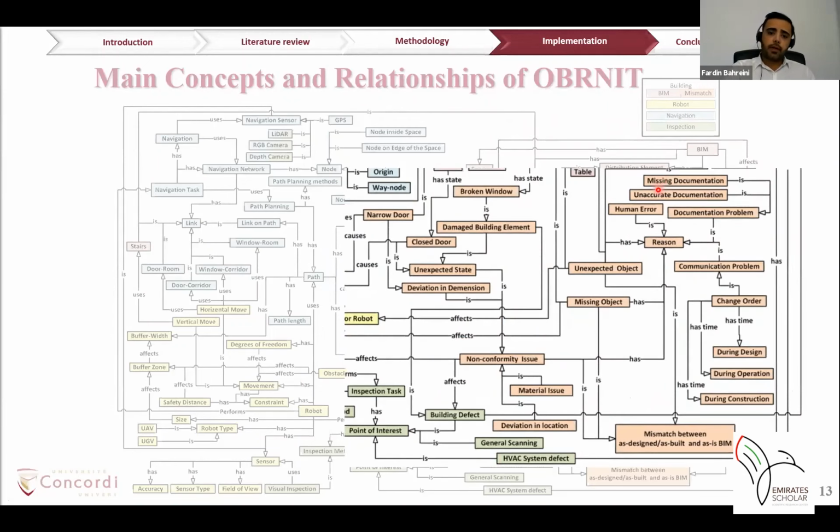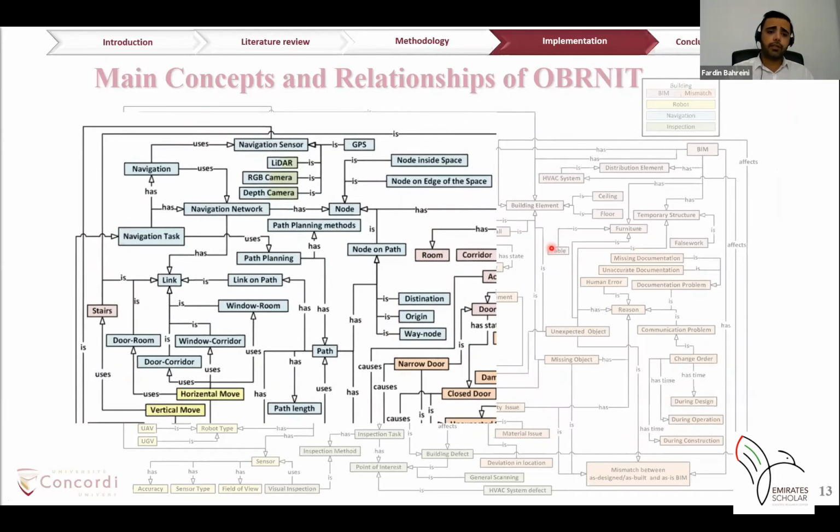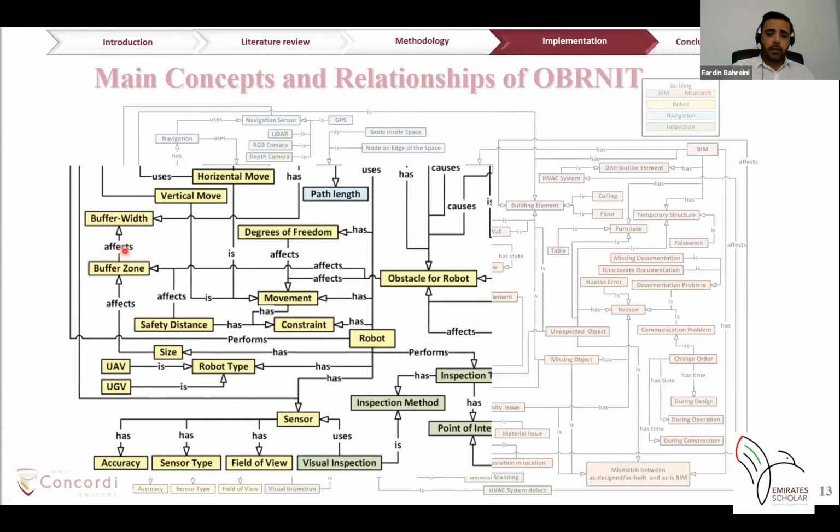The mismatch concepts cover information related to mismatch between as designed, as built, and as is state of surrounding environment, missing object, unexpected object, non-conformity issue, and so on. The navigation concepts cover information related to node, link, path, and other concepts related to navigation task. Also, the robot concepts cover information related to robot movement, constraint, obstacle for robot, type, robot size, robot sensor, and so on.